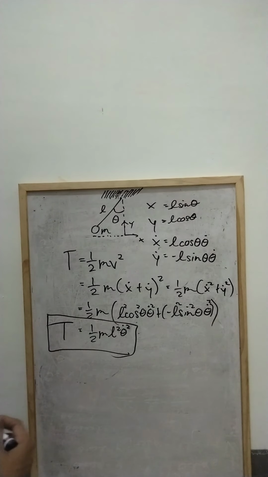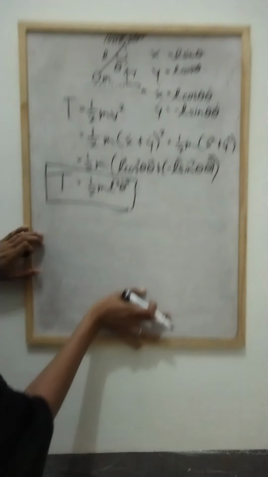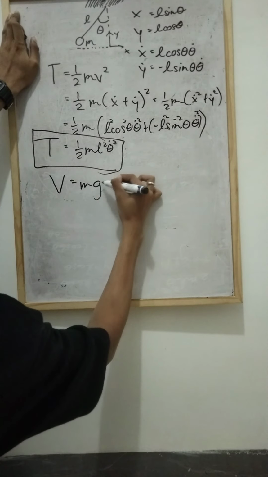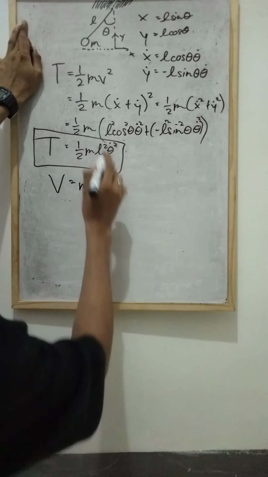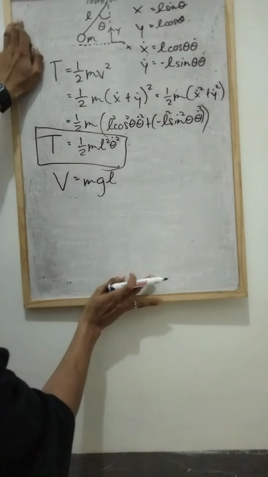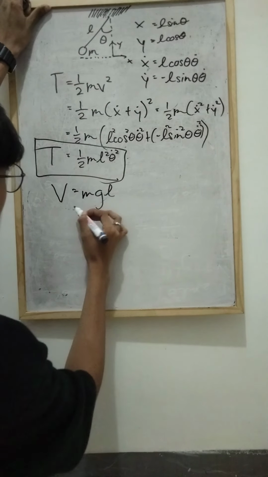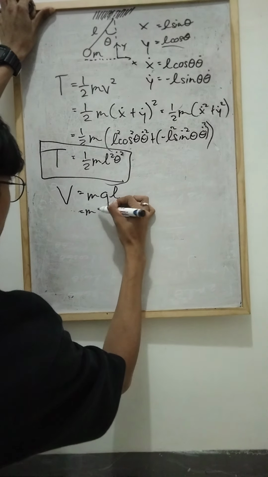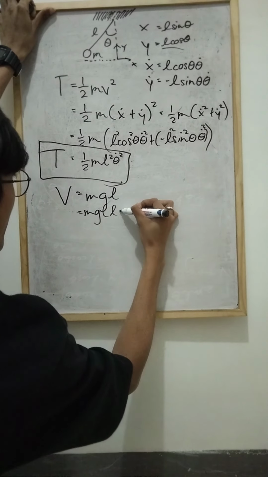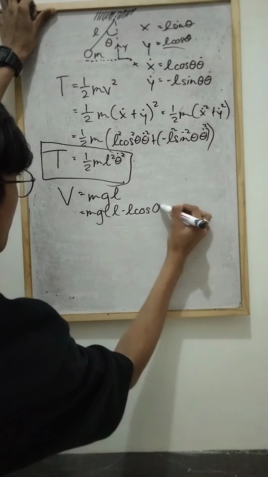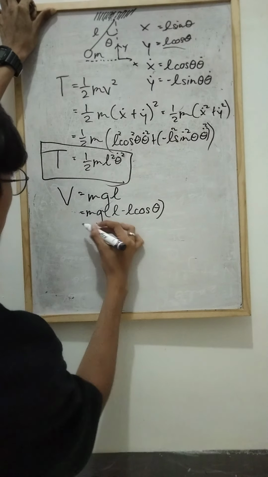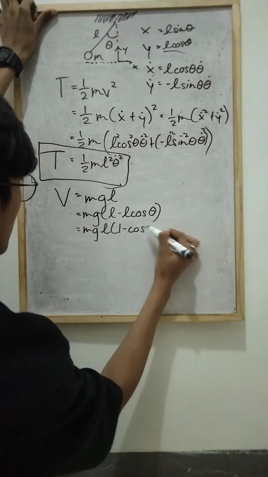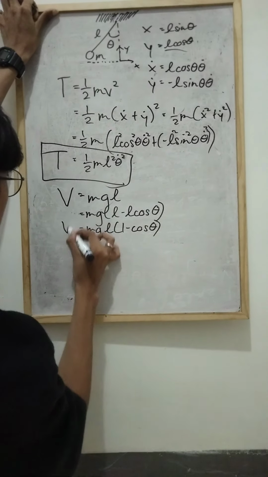We need to find the potential energy. Okay, let me move this whiteboard. So potential energy is equal to V, which is equal to mgL. Now, why did I put L here? Because on the free body diagram, we are suspended with the length of string. So I replace y with L. Now, next step is plugging in the value of this one to here. We get mg of L minus L cosine of theta. Okay? Now, by factoring out L, mgL of 1 minus cosine of theta. Okay, this is the answer for the potential energy.